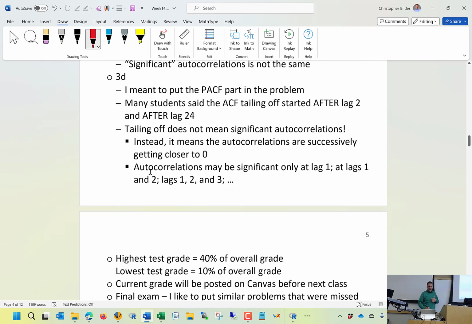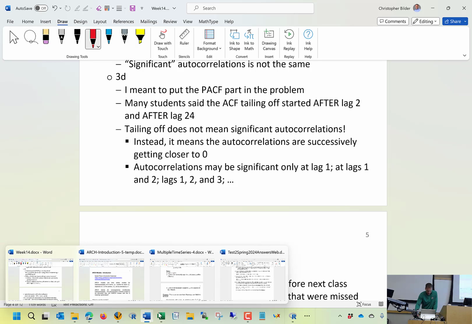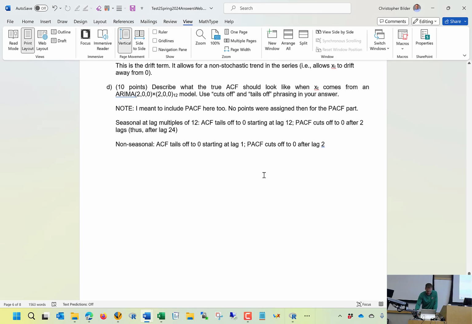And then lastly on 3D. So this was another seasonal one. Describe what the true ACF should look like when X at T comes from this particular SARIMA model. I had meant to actually put PACF in there as well, in addition to ACF. Of course, I just graded you on the ACF because I didn't put PACF in there, but I did leave the answer as is in terms of the PACF.